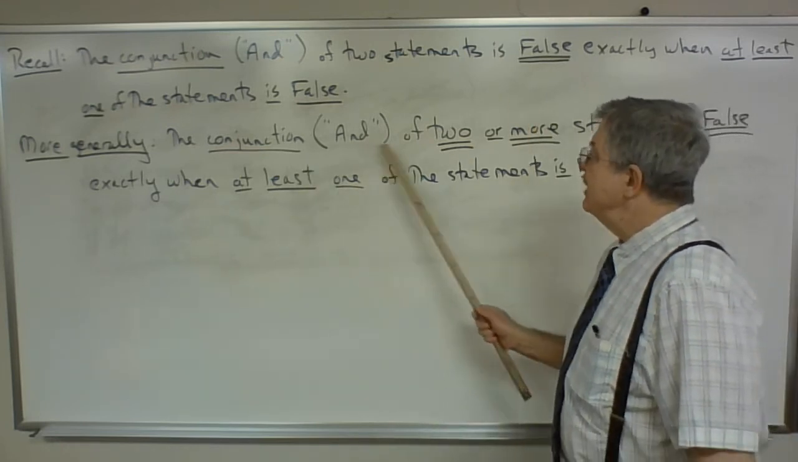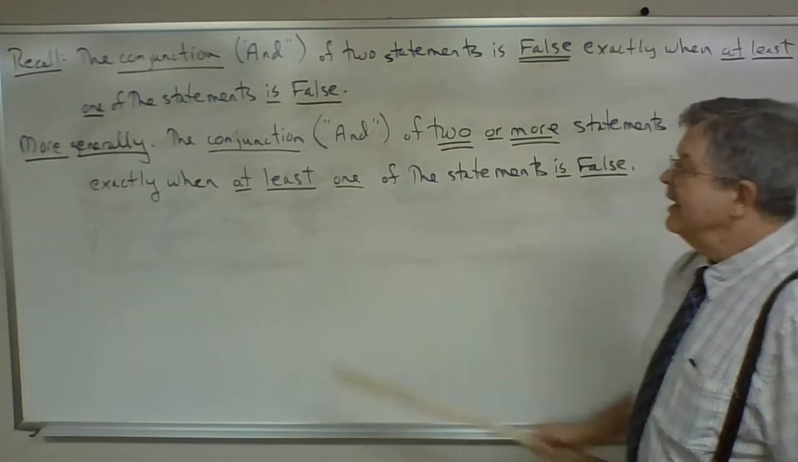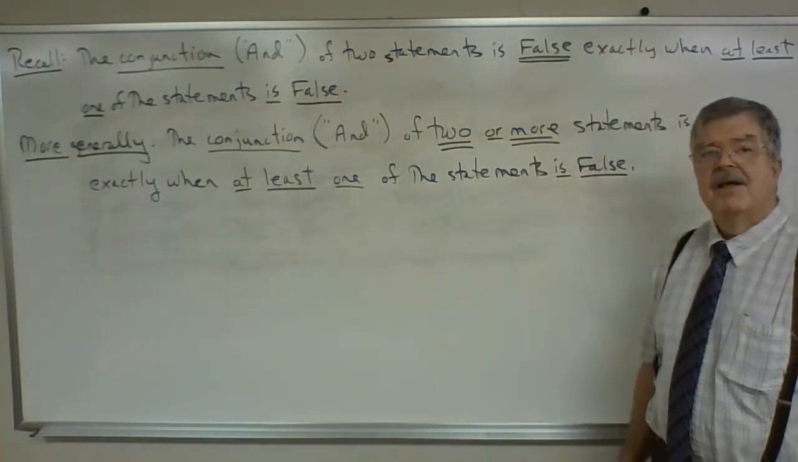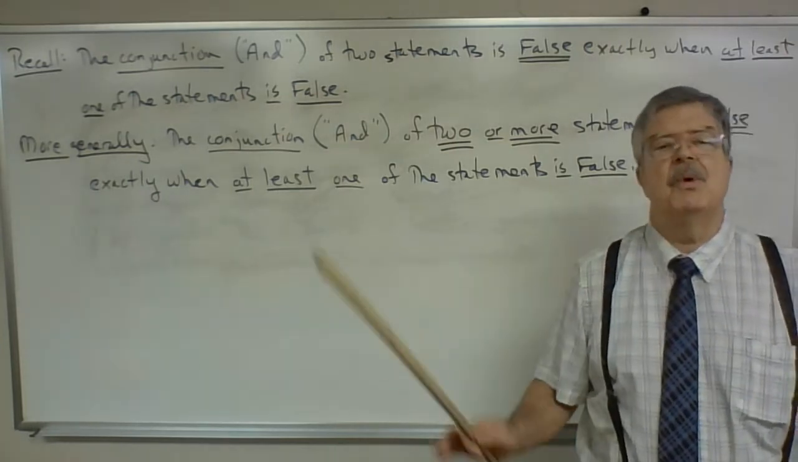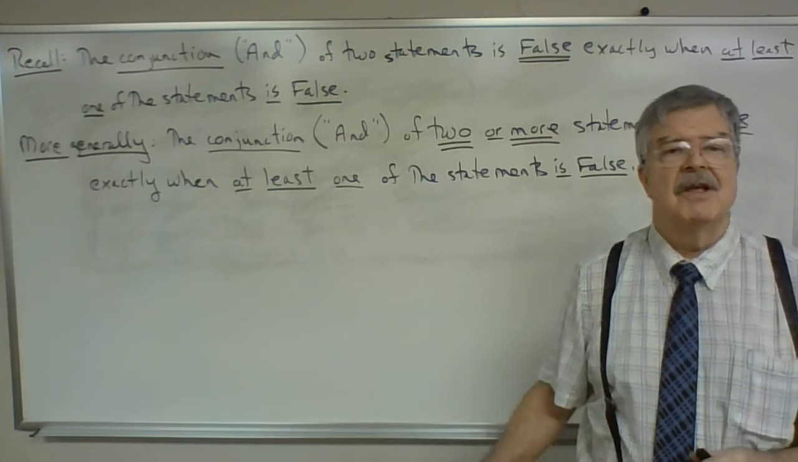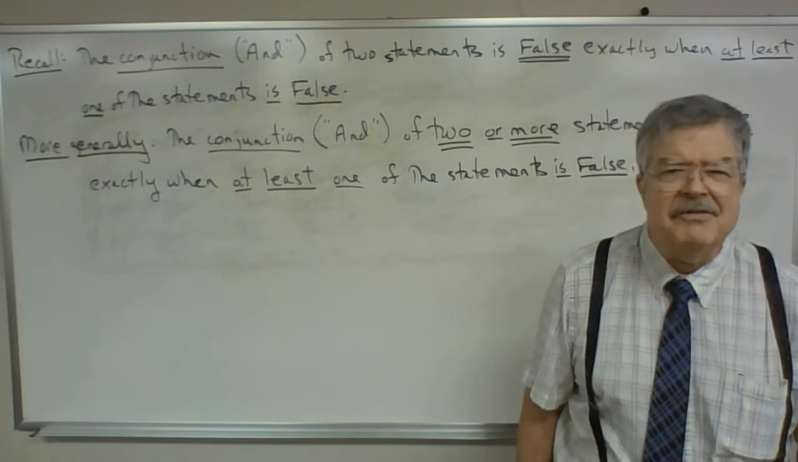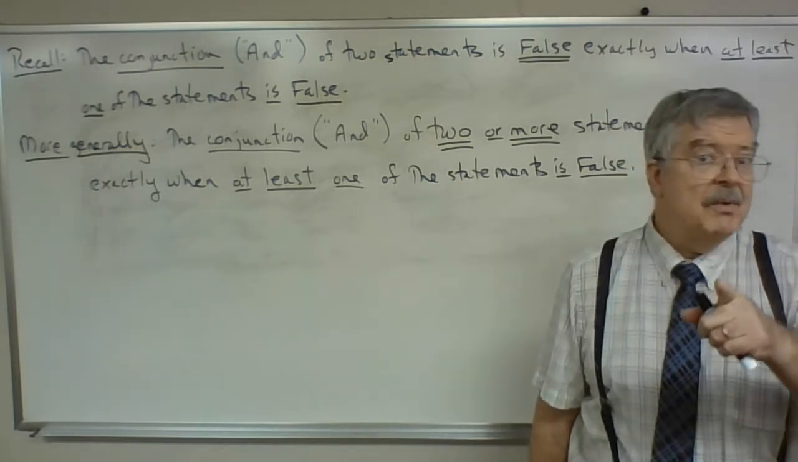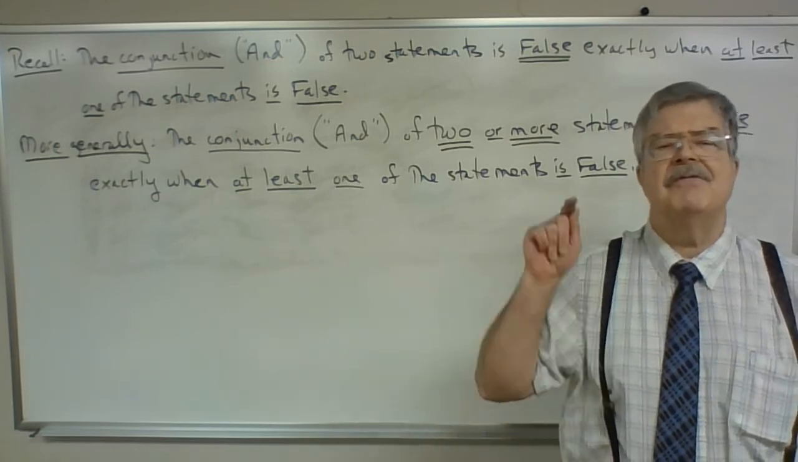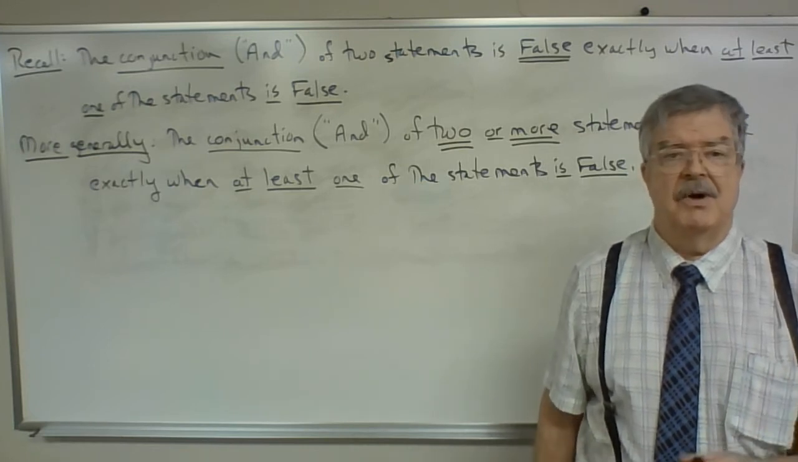The conjunction, or and, of two or more statements is false exactly when at least one of the statements is false. So if we have the conjunction of 25 statements and one of them is false, the whole thing is false. If we have the conjunction of 25 statements, the only way that conjunction can be true is if each of the 25 statements is true. It's going to be false otherwise.